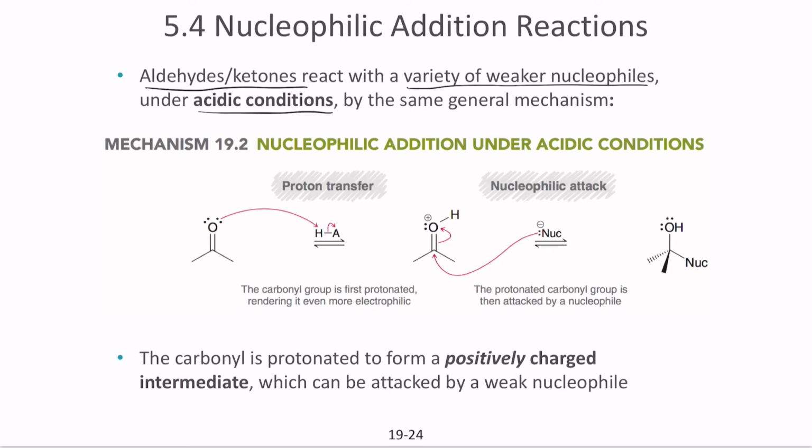So the first thing that happens is that the carbonyl group gets attacked by the acid, resulting in the formation of an OH with a positively charged oxygen. Then it creates an electrophilic oxygen. Now the nucleophile attacks the carbon, and once it attacks the carbon, the electrons go back to the oxygen, making it neutral again. So that's the difference here.